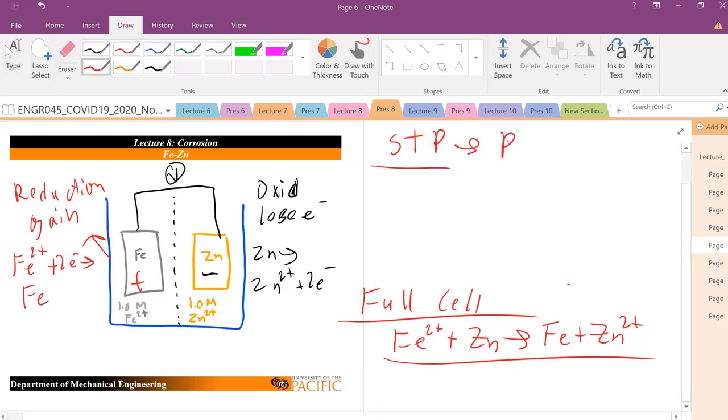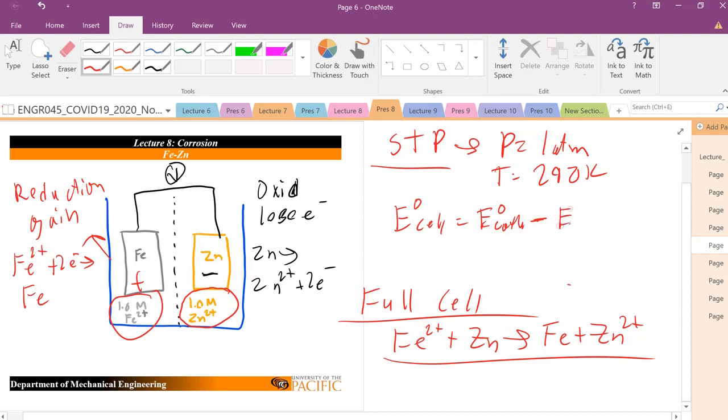So what does that mean? Pressure equals 1 atm. Temperature equals 298 K. And we are in 1 molar solution of our own ions. So we know that the E naught of the cell is going to be the E naught of the cathode minus the E naught of my anode.